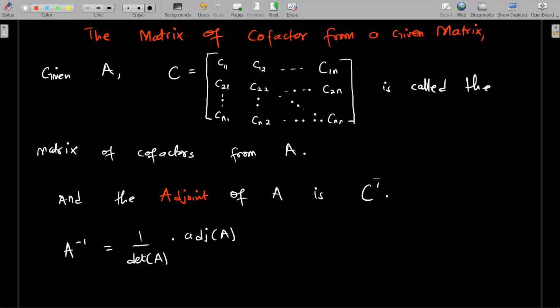So if you have a matrix A, assuming you've been given a matrix A, then a matrix of cofactors is given by the cofactors you get, put together in a matrix form, that we can get from a given matrix. And the adjoint of a matrix is the transpose of the cofactor matrix, and then the inverse of A is 1 over determinant of A times the adjoint of A.